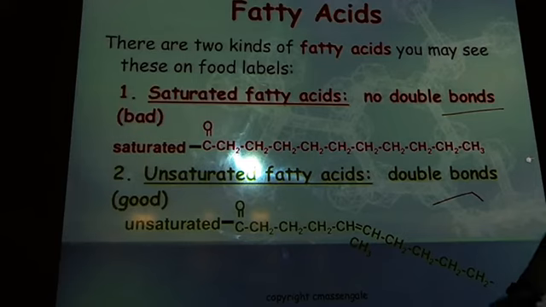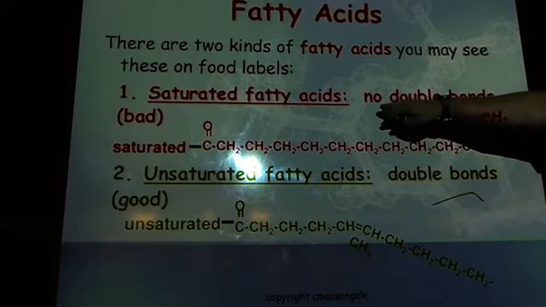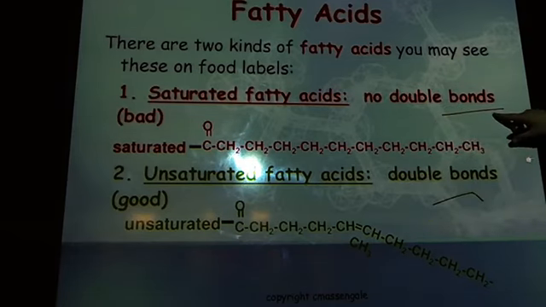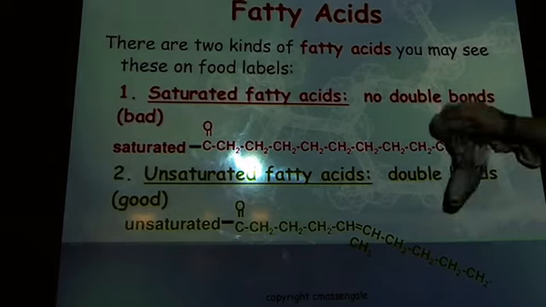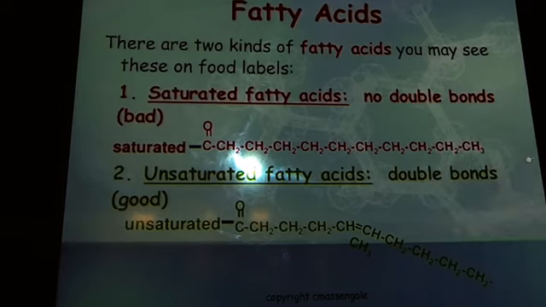All right. So unsaturated have this bend right here, and they're good for you. Saturated, more hydrogens, no bend, bad for you. Unsaturated, good. Saturated, bad. And then tomorrow.